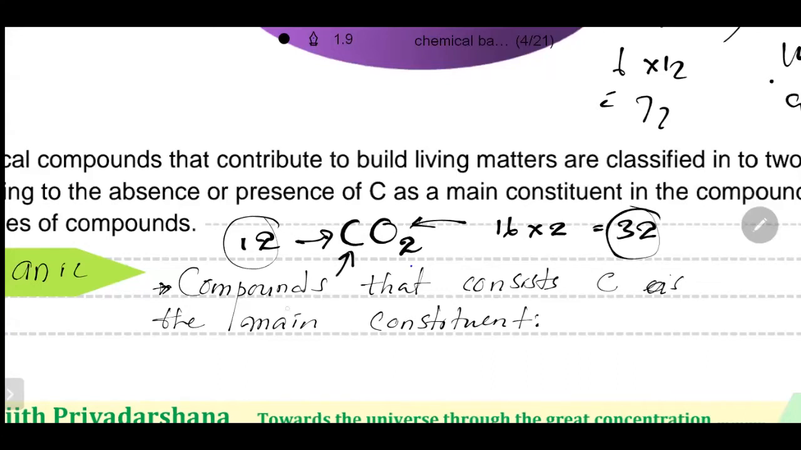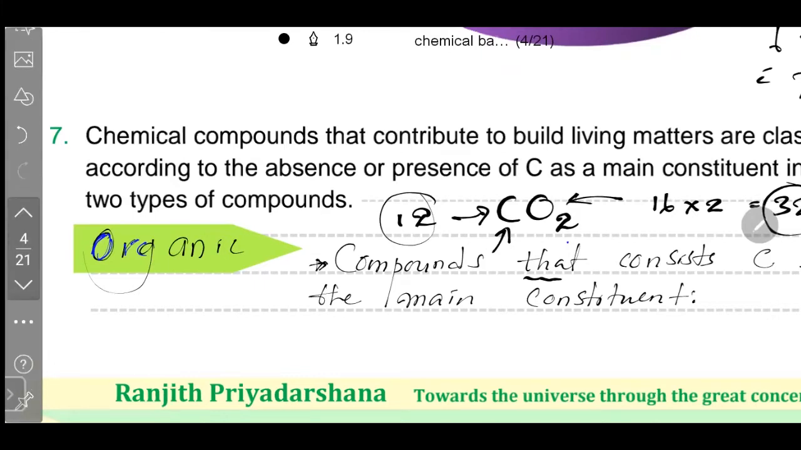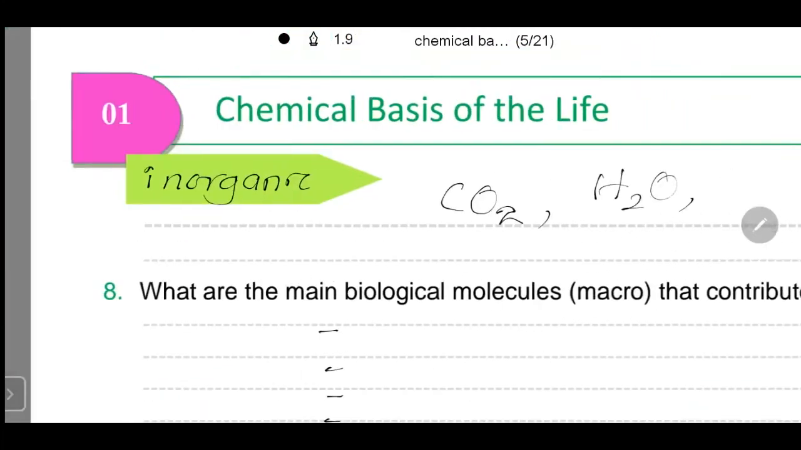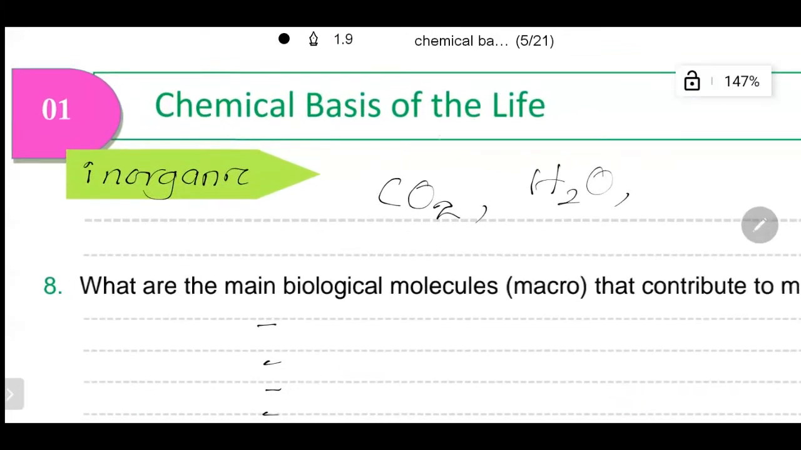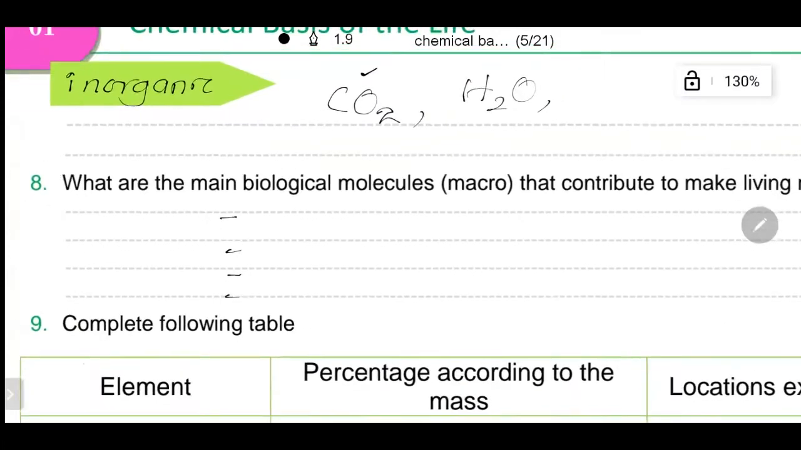Therefore, compounds that consist of carbon as the main constituent are known as organic compounds. So what are they? Let's discuss them later. So in the next question, inorganic. So therefore, carbon dioxide is inorganic, and inorganic compounds are the compounds that do not consist of carbon as the major constituent. Okay, what are the main biological molecules or biomolecules?